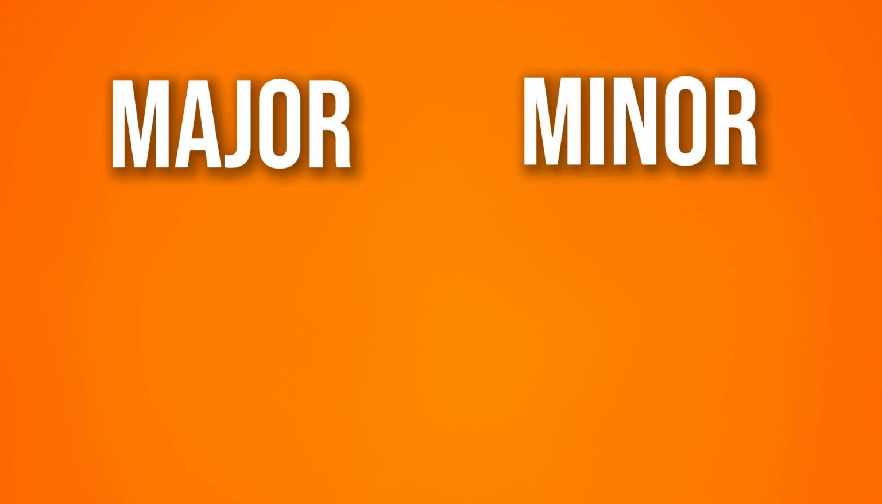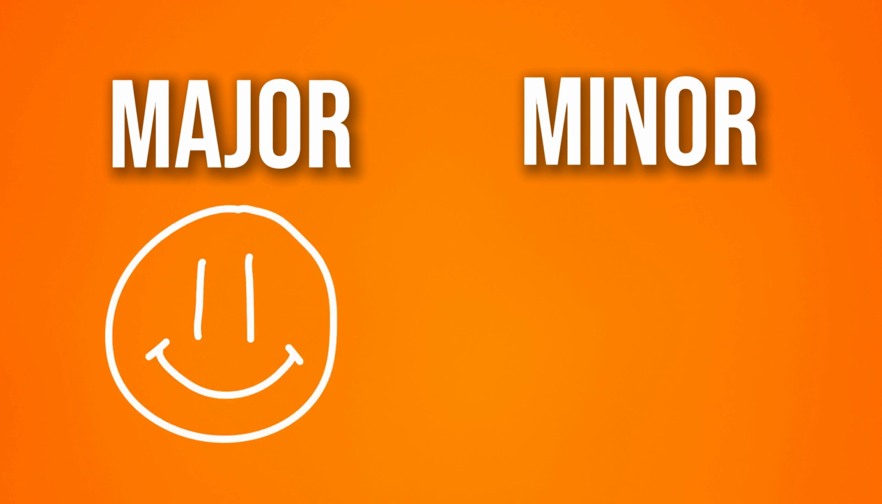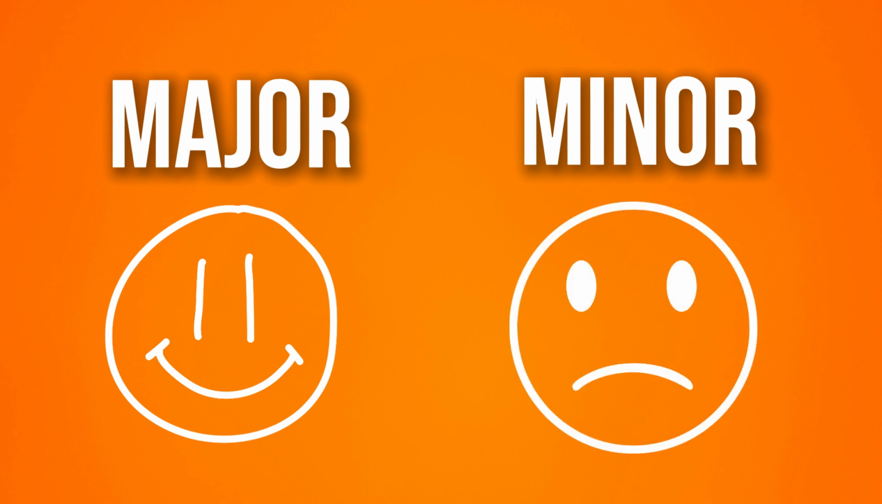You'll also notice that some chords are called major and others are called minor. The difference is in the feeling they create. Major chords tend to sound bright, happy and uplifting, while minor chords usually sound more emotional, reflective or sad. Here's an example of a major chord. Here's an example of a minor chord.